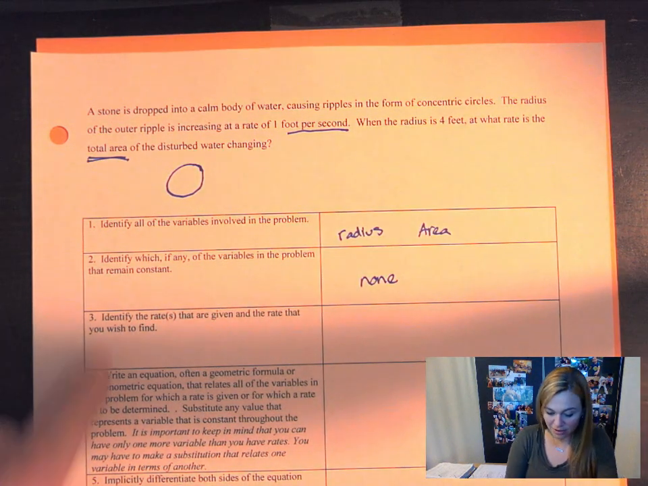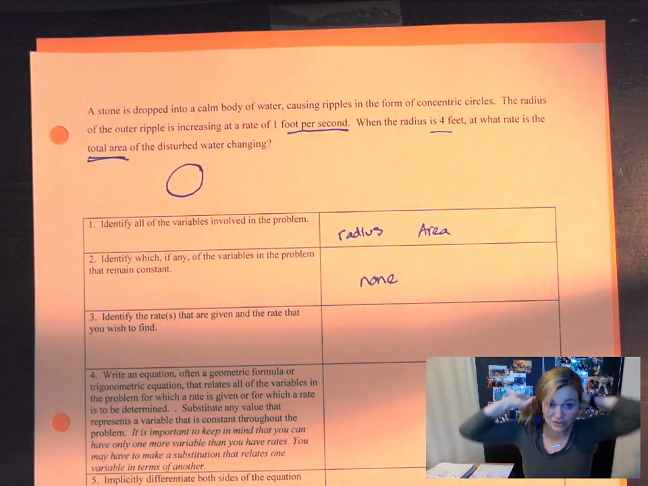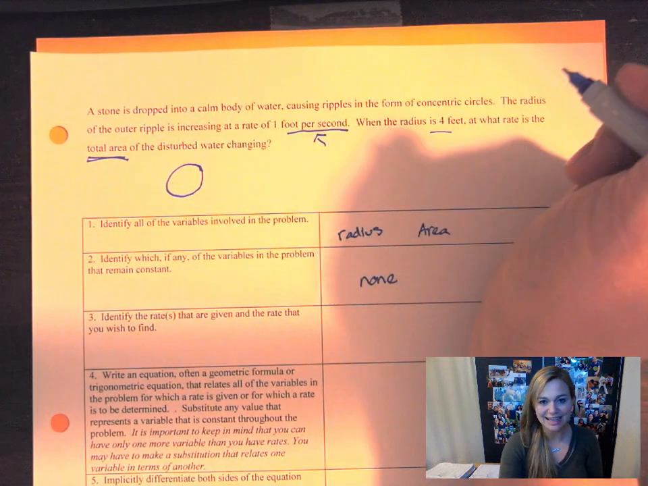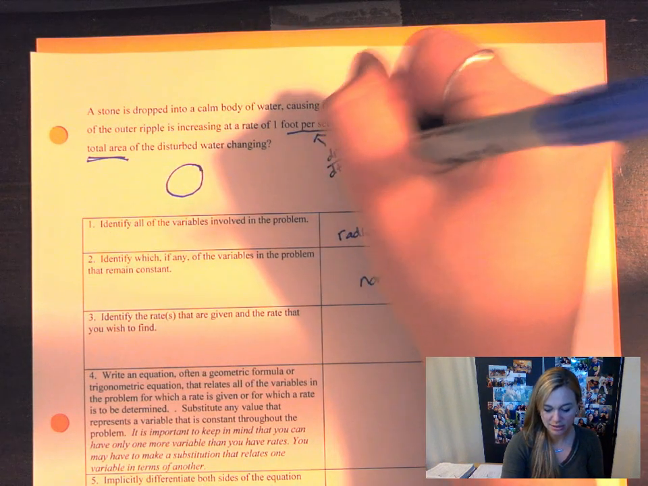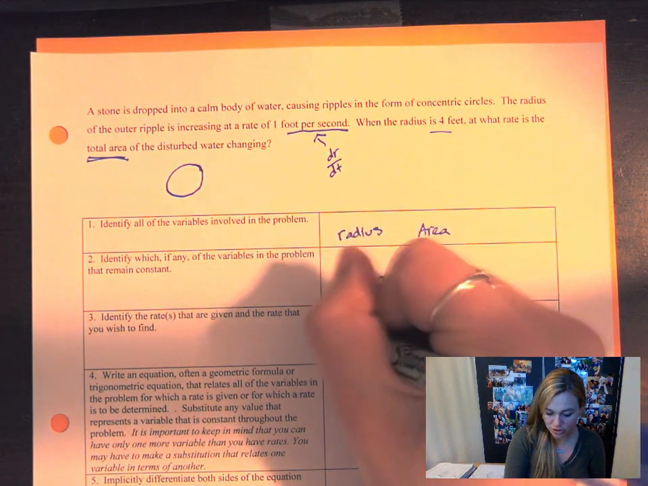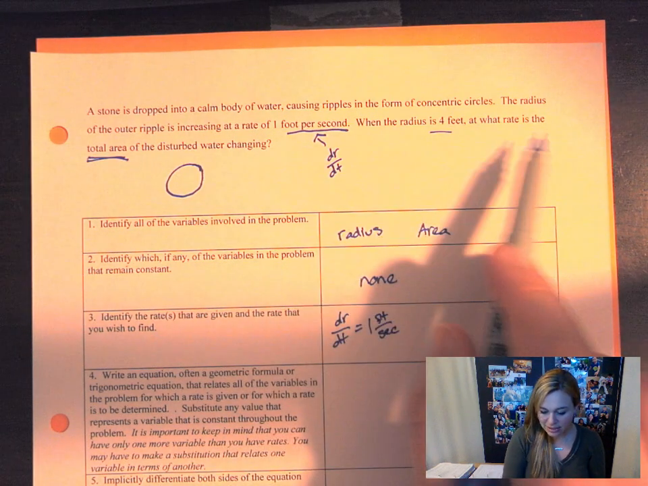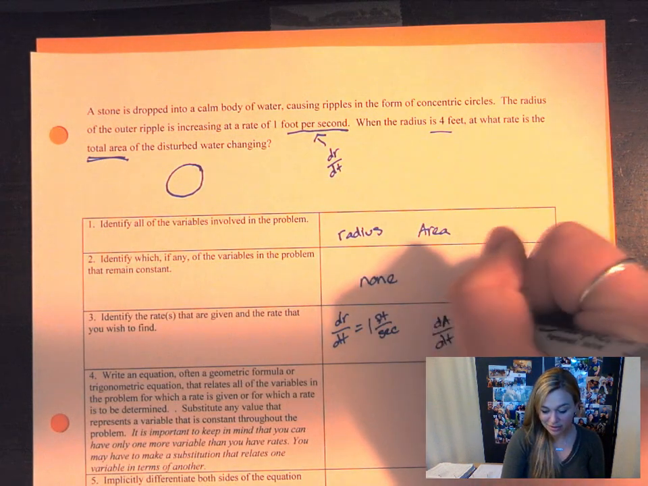The rates that are given, I see a radius is 4 feet, but again, that will only be for a moment, an instantaneous radius in this case. So I can't put in the 4 feet yet. But this one says, oh, I know this, 1 foot per second. The radius is changing at a rate of 1 foot per second, so dr/dt is 1 foot per second. And it says, what is the rate of the total area? dA/dt is what I want to find.